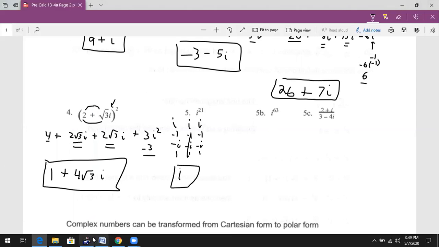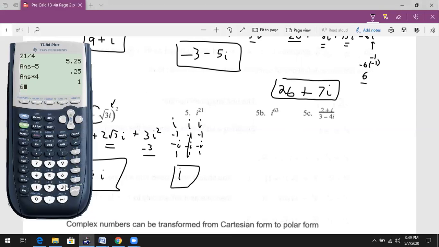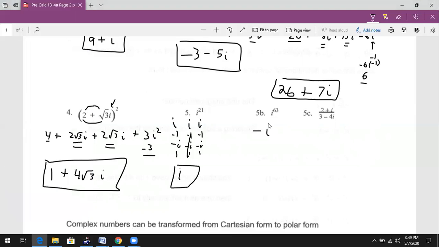In the same way with this one, if I take 63 and divide it by 4, it's going to cycle through this pattern 15 times with a remainder of 3/4. That's 0.75 as a decimal, or a remainder of 3. So cycle through 15 times, and then i to the 1st, 2nd, 3rd is the same as i to the 3rd, or negative i. All right.